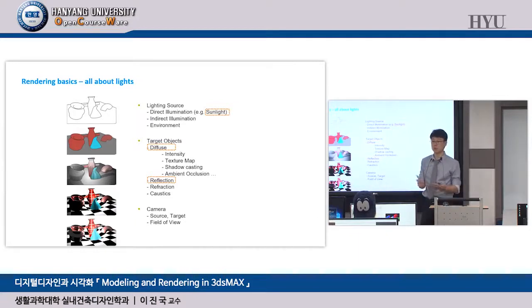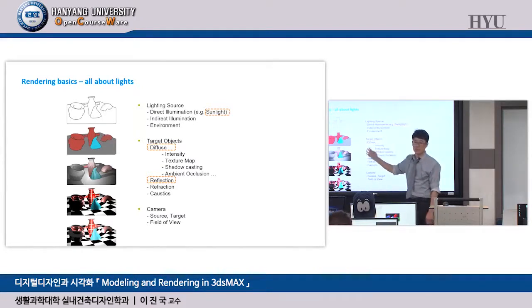If you are very well acquainted with DSLR cameras, it's very good, very applicable to the real camera object in 3D Max or some other tools. Camera is still very important. How about object? Of course, it's really critical. Your object, what is diffuse? The surface color, surface material, as it's seen by your eyes, okay? Intensity, texture map, shadow casting, ambient occlusion, lots of sub-things you have to know.